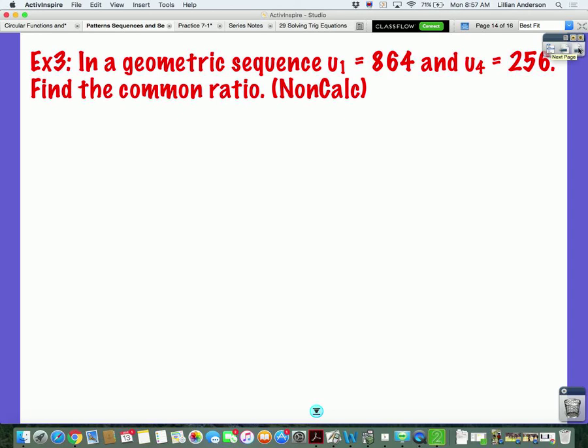Okay, now here's one without your calculator. In a geometric sequence, the first term is 864 and the fourth term is 256. We're going to find the common ratio and we're going to do this without your calculator. Now, as you can see, there is a distance between the two terms that are given to us. It's kind of like the same thing when we're just given two terms in the sequence and we can't really just divide them to figure out what is the common ratio, okay?